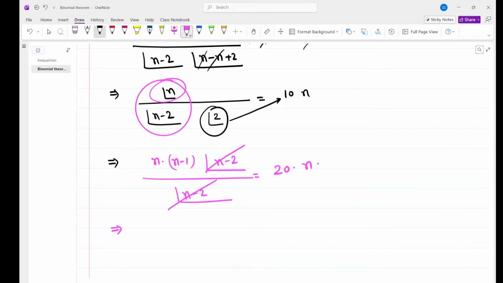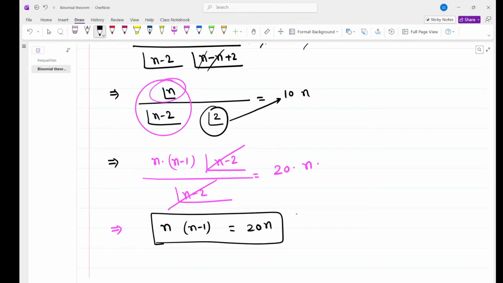So now again, there are two options. Please see. n into n minus 1 is equal to 20n. There are two options. One, we can cancel n and bring 20 to the other side. See, it can be solved in this way.